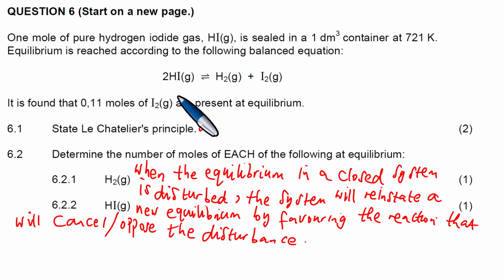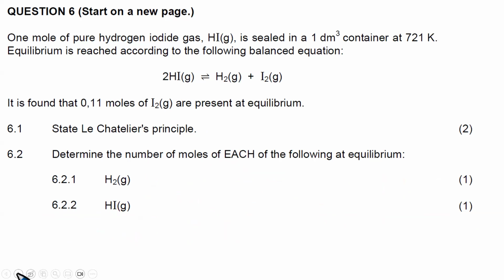Next question. In the next question, they're saying determine the number of moles of each of the following at equilibrium, when we are dealing with, for instance, the hydrogen gas and also your hydrogen iodide gas. So we are looking at the number of moles of the following at equilibrium. What will be the number of moles of hydrogen at equilibrium?